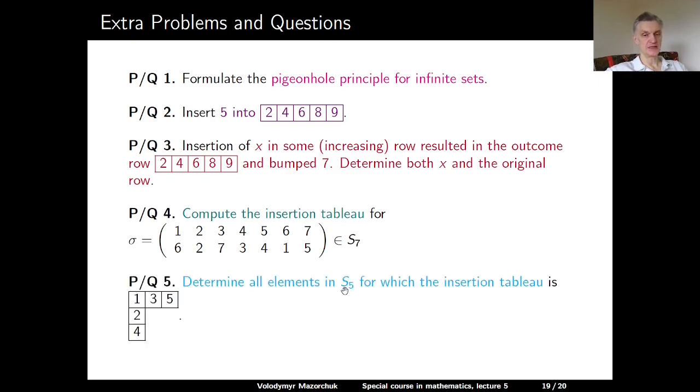Determine all elements in S5 for which the insertion tableau is the following tableau of shape 3, 1, 1. It has 1, 3, 5 in the first row, 2 in the second row, and 4 in the third row.